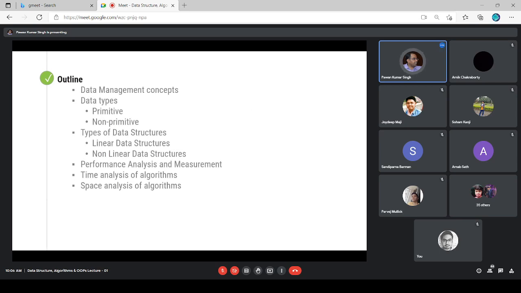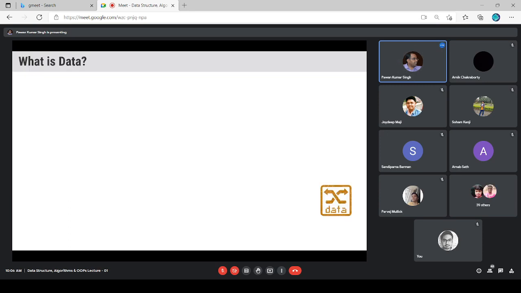What do we have in this lecture? The data management concepts, the data types. There are two types of data, primitive and non-primitive. Then we will look into the types of data structure. There are two types of data structures, linear data structure and non-linear data structure. And then the performance analysis and the measurement of the data structures, and the time analysis of the algorithms, and the space analysis of the algorithms. Now let us look one by one.